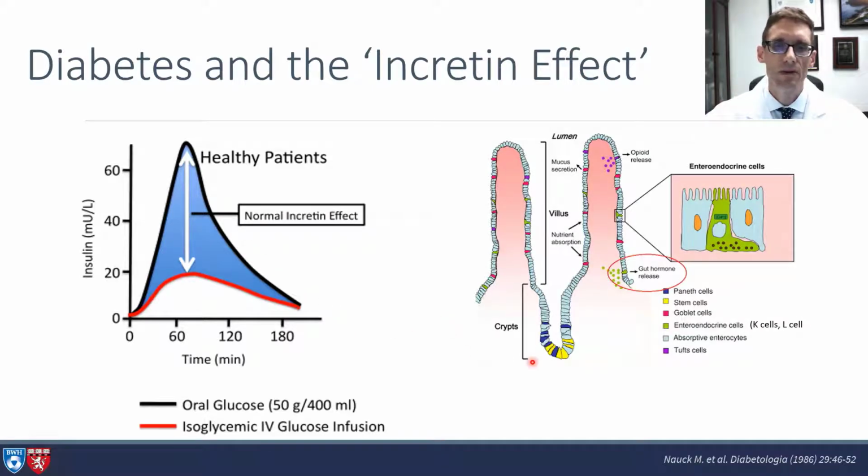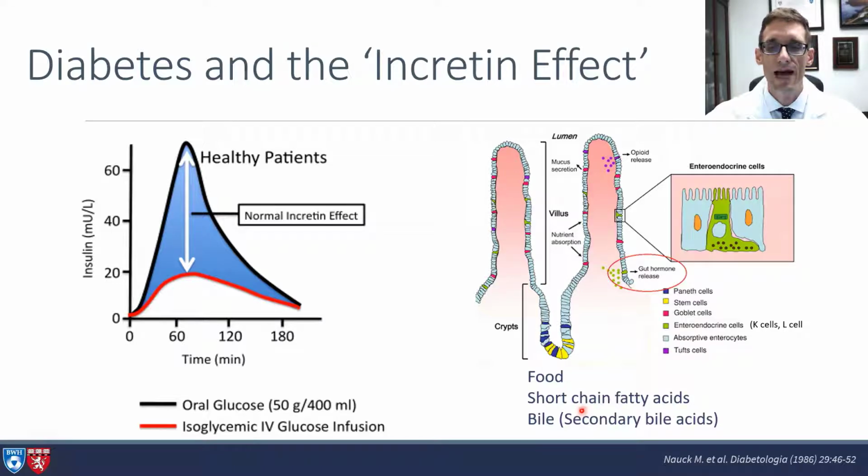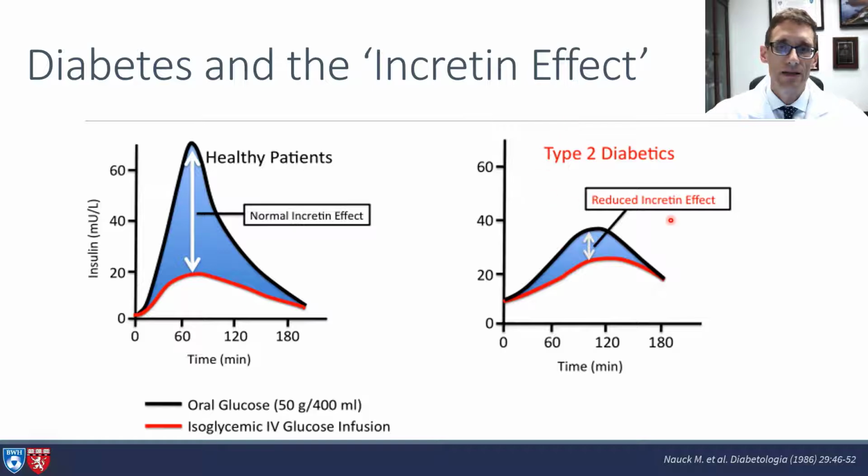It's thought to be due to the release of various hormones from enteral endocrine cells in response to food, short-chain fatty acids, and bile. And in type 2 diabetes, this effect is rather blunted. And kind of one of the goals of surgery, metabolic surgery, is to reconstitute this normal graph.